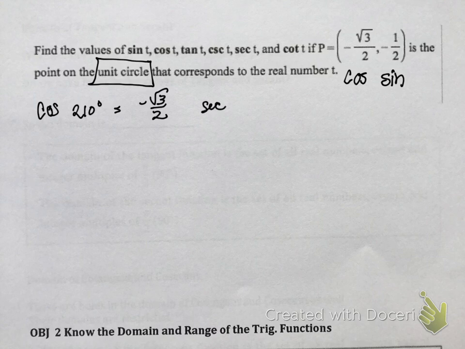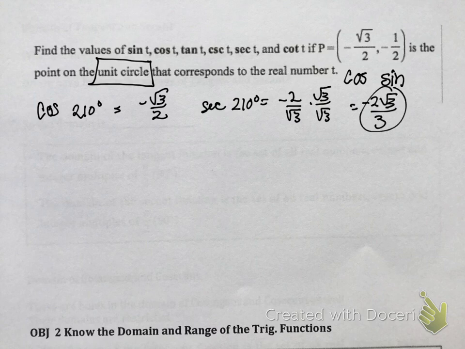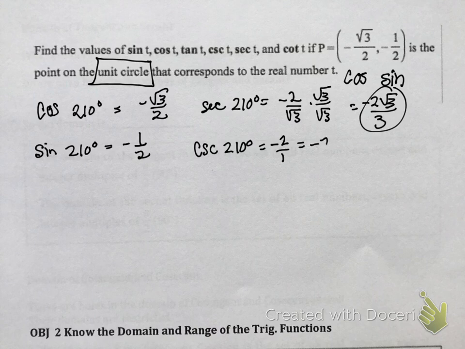So secant of 210 degrees, I'm going to flip this over, so it's going to be negative 2 over radical 3. Rationalize it. I get negative 2 radical 3 over 3. Okay, next, sine of 210 degrees equals negative 1/2. Its reciprocal function is cosecant, and it equals negative 2 over 1, which equals negative 2.